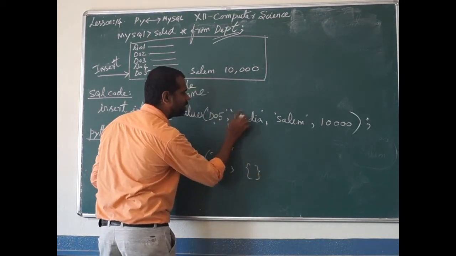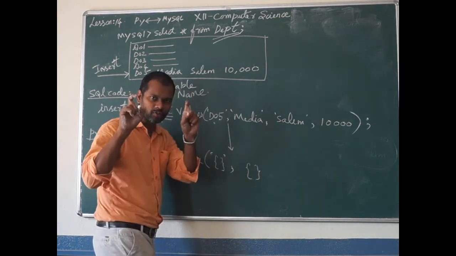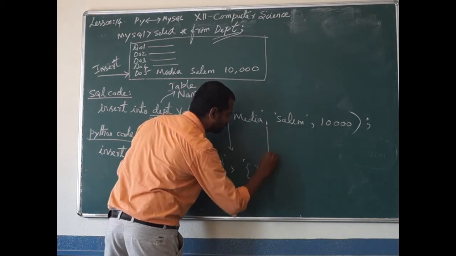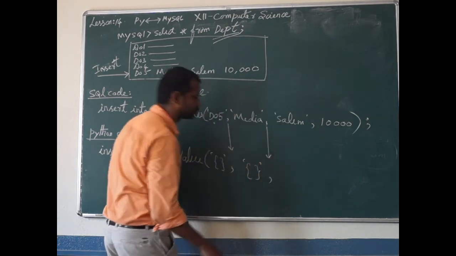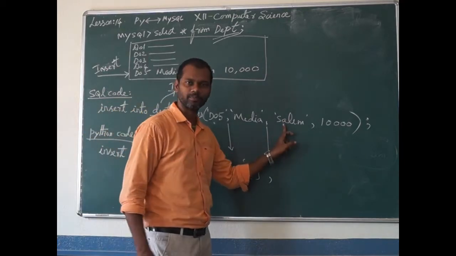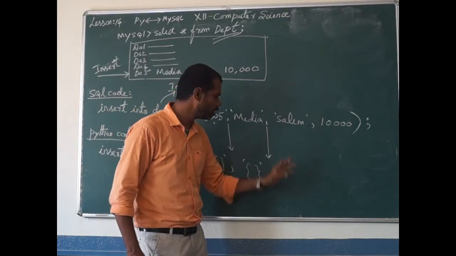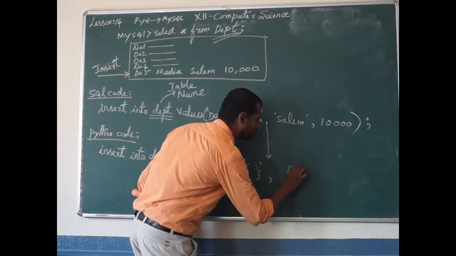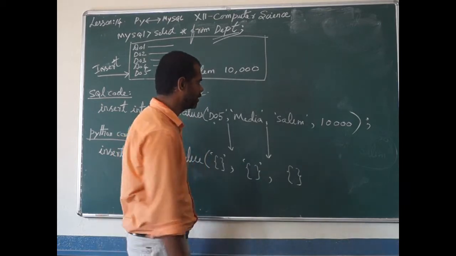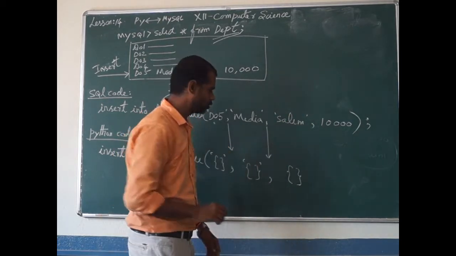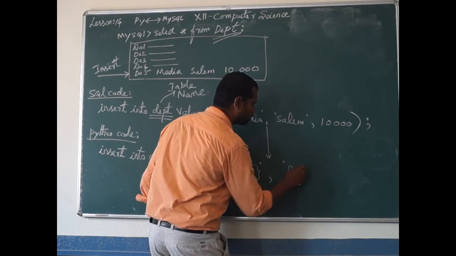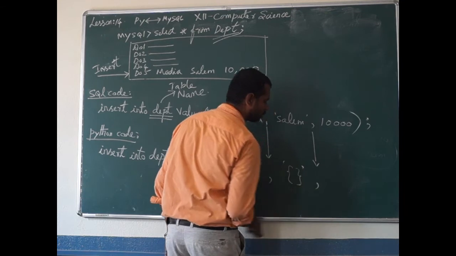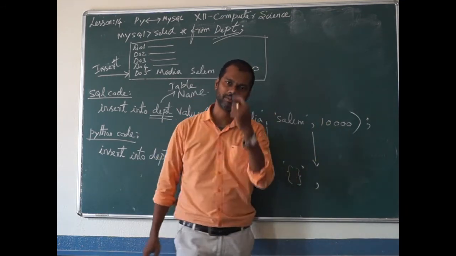Since media has single quotes now, this bracket also will have single quotes, then a comma. Then Salem. Is Salem a vector or not? So now what do I have to do? You tell me. Yes, flower bracket open, flower bracket closed, then single quotes. Here also single quotes. So this comma you have to do here. Comma. 10,000 is a number.